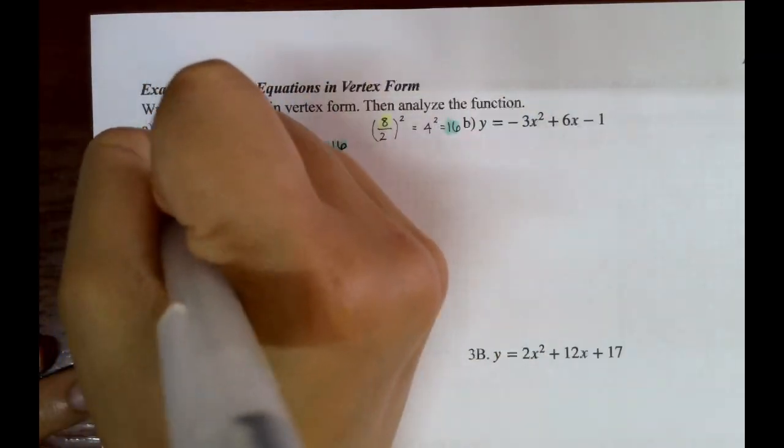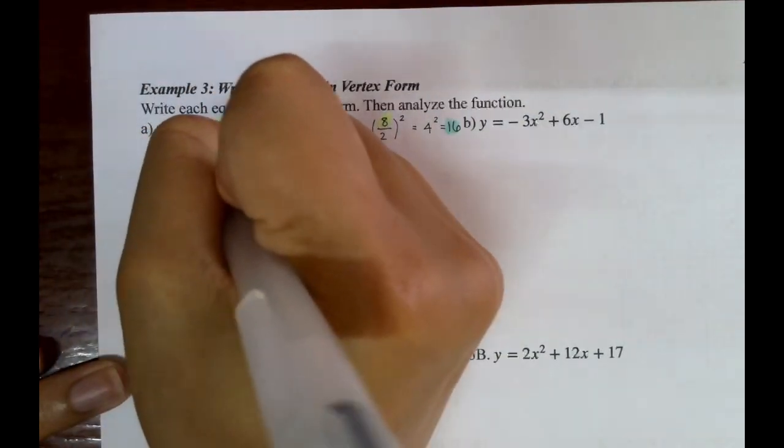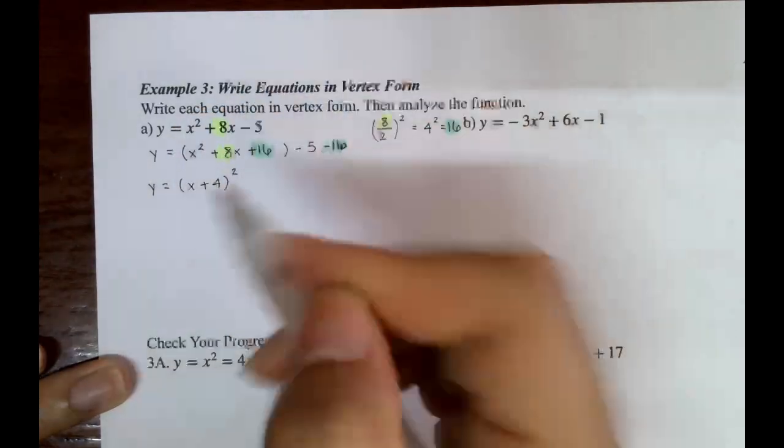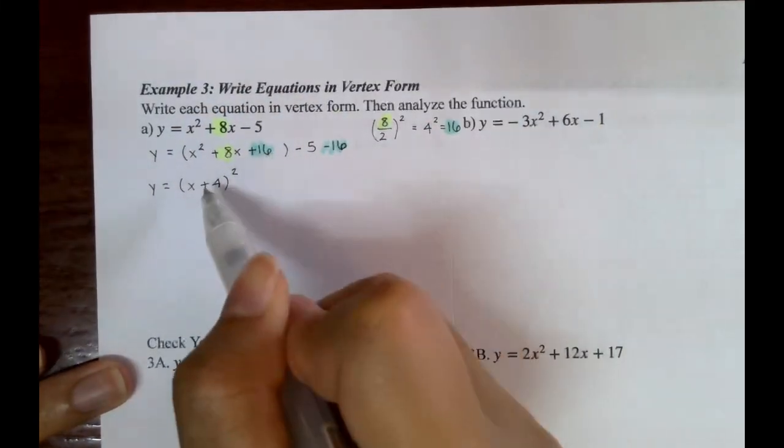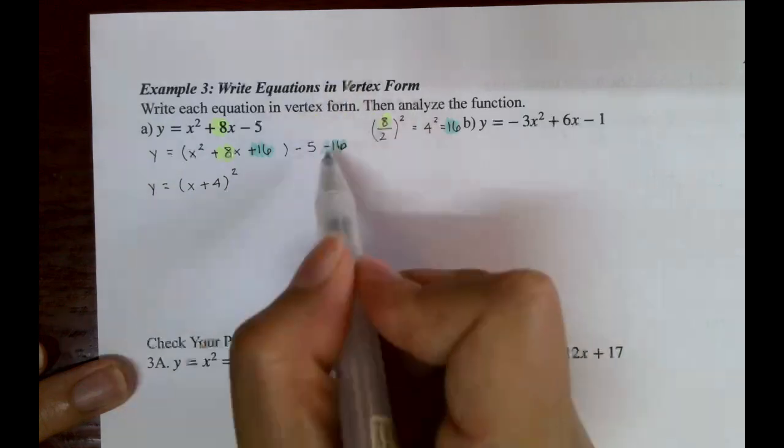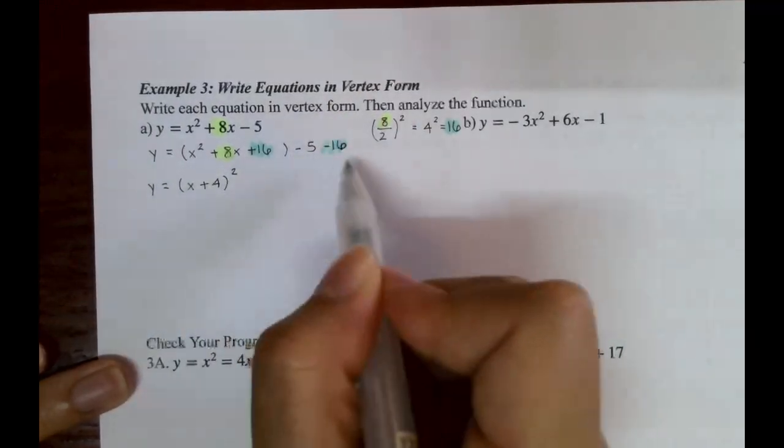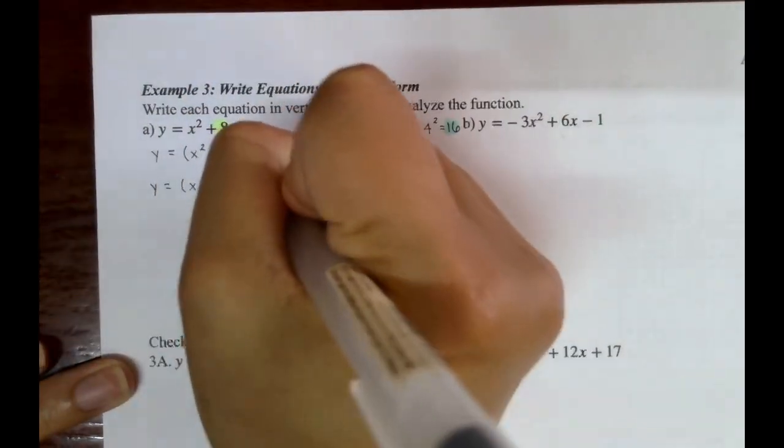Then I'm going to complete the square here. So this will be x plus 4 squared. Right? Again, we can check it. 4 squared is 16. 4 times 2 gives me that 8. And then let's simplify this. Negative 5 minus 16, that is negative 21.